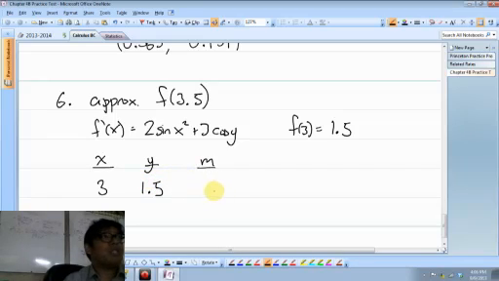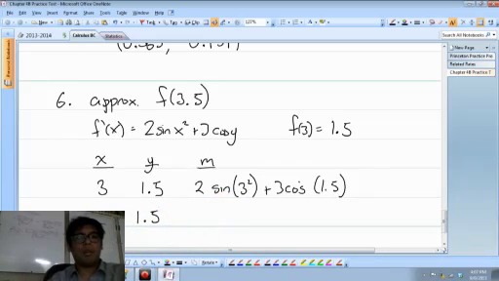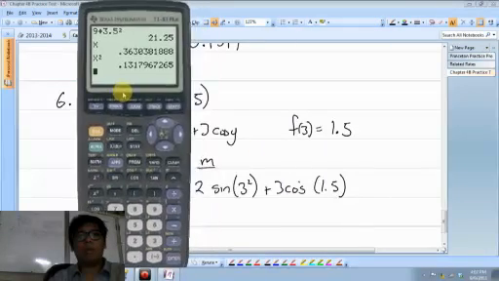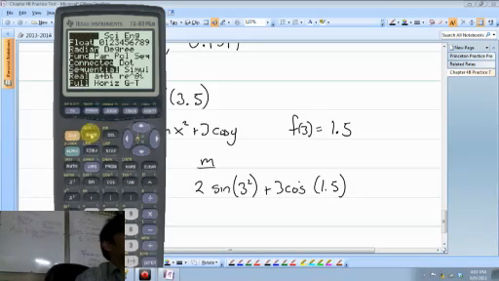M equals 2 times sine of 3 squared plus 3 cosine of 1.5. Okay, so none of these are standard angles, so we're going to have to compute this. Let's compute. First, are we in radians? Yes, we are.